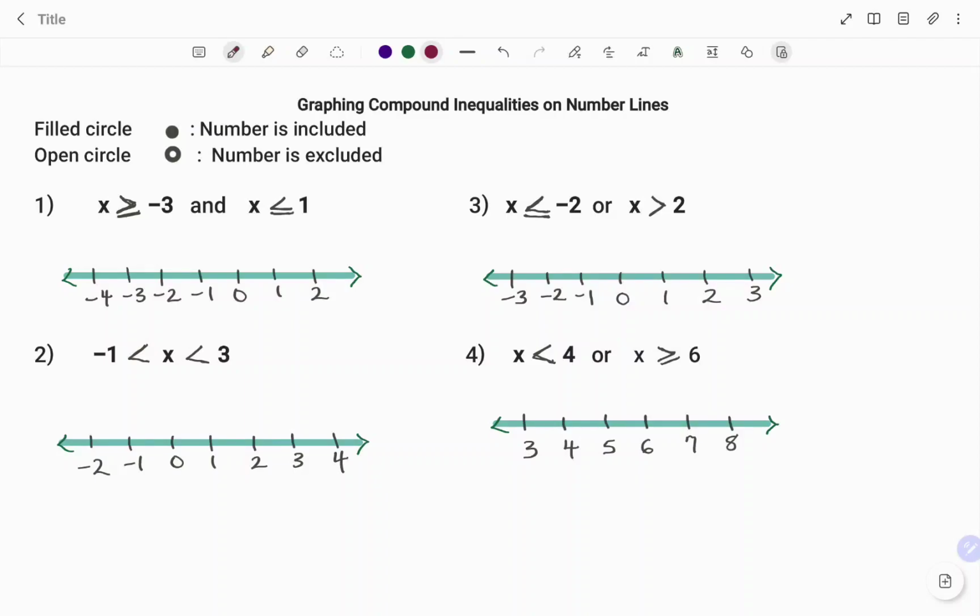In this video, I'm going to show you how to graph compound inequalities on number lines.